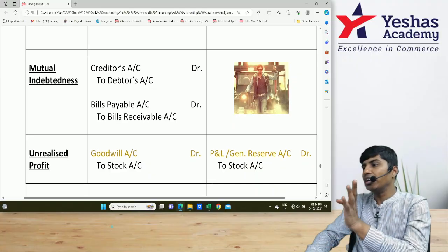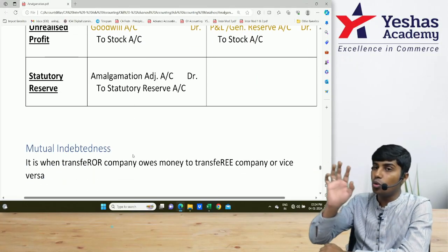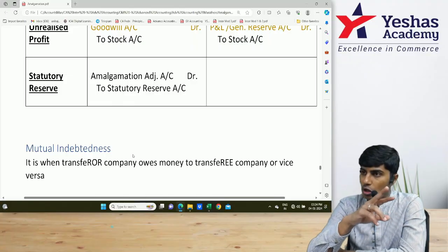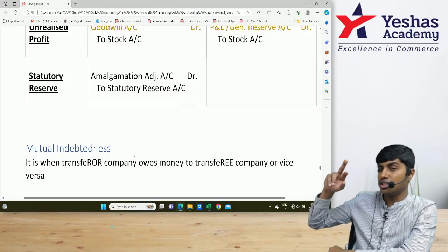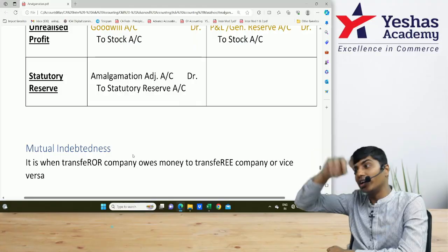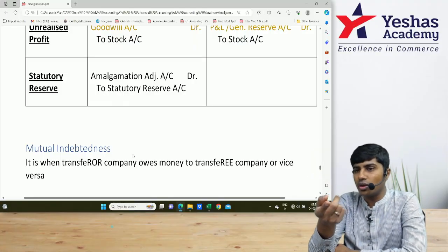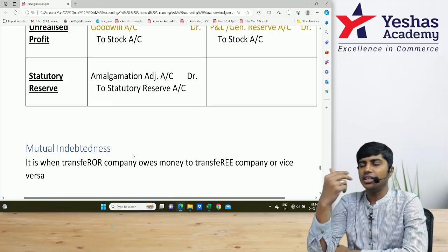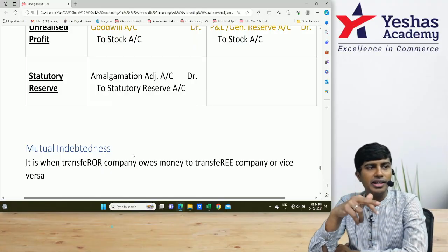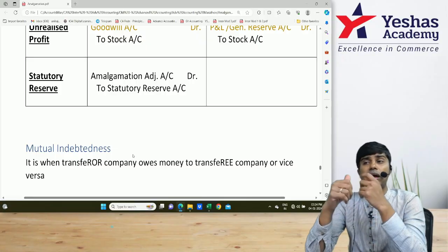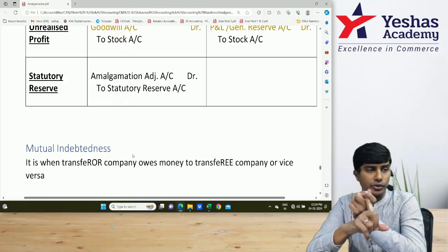Last item, statutory reserve. This entry will come only in the case of amalgamation in the nature of purchase. This is because if amalgamation is in the nature of merger, in the initial entry, all by itself, we've taken over our statutory reserves. So we don't have to write another separate entry to account for the statutory reserves. So what is the entry that we write? Statutory reserve will be credited. Debit will be given to amalgamation adjustment. We write the entry amalgamation adjustment account debit to statutory reserve.